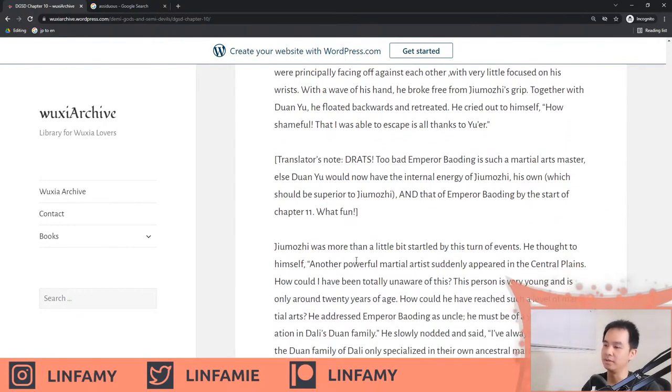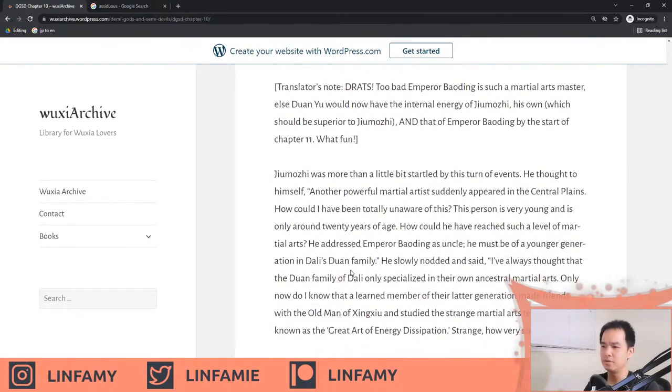Jiumotsu was more than a little bit startled by this turn of events. He thought to himself, another powerful martial artist suddenly appeared in the central plains. How could I have been totally unaware of this? This person is very young and is only around 20 years of age. How could he have reached such a level of martial arts? He addressed Emperor Baoding as uncle. He must be of a younger generation in Dali's Duan family.